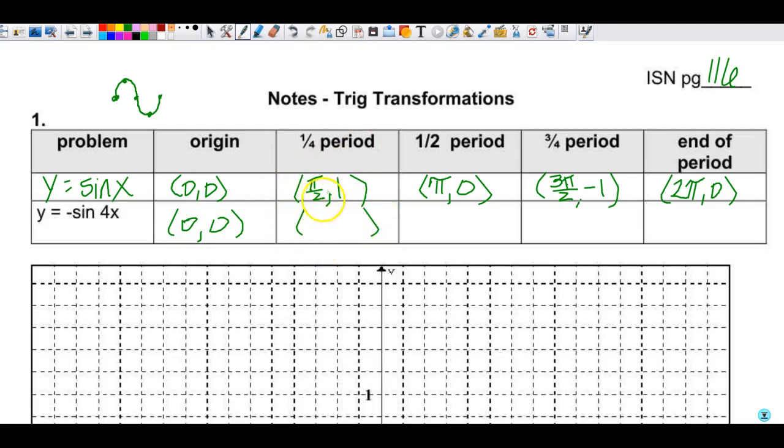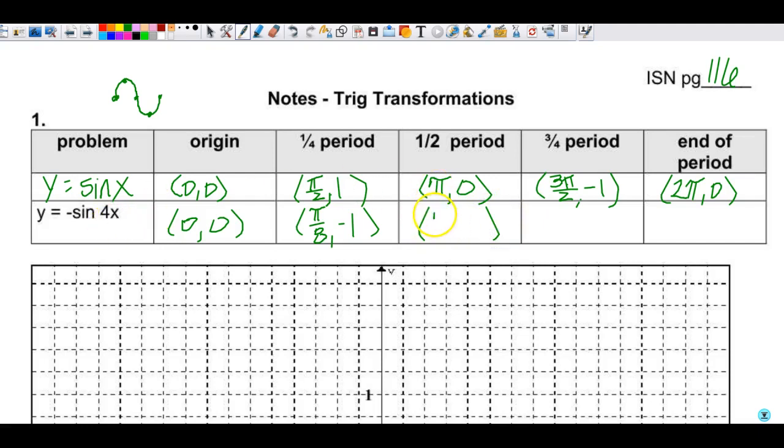got pi halves. Okay, that's my x value. I'm supposed to take that and I'm supposed to divide by 4. So dividing by 4 is the same thing as multiplying by 1/4. So 1/4 times pi halves is pi eighths. And then the 1 is my y value. That gets a sign change. I get -1.